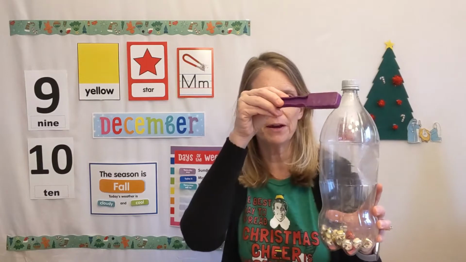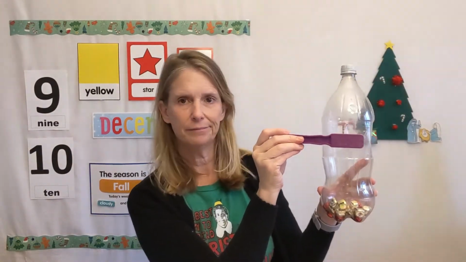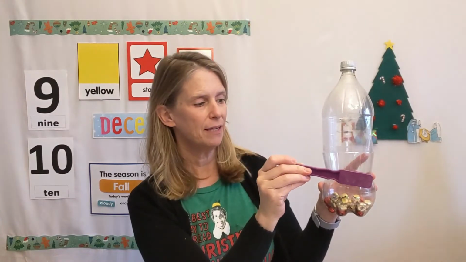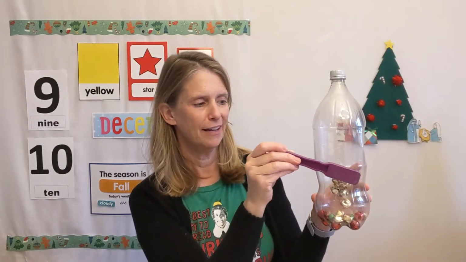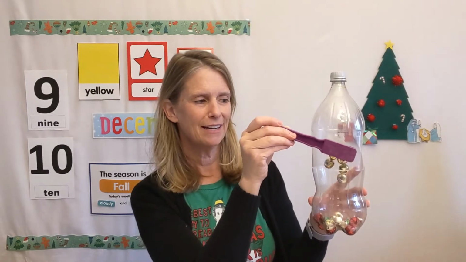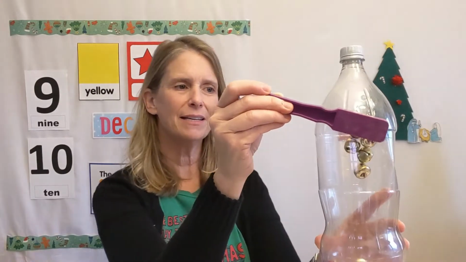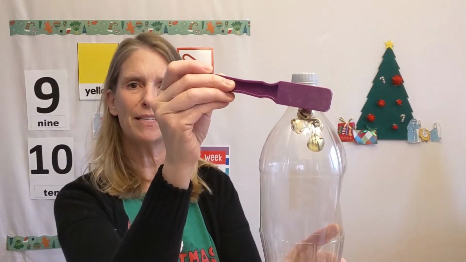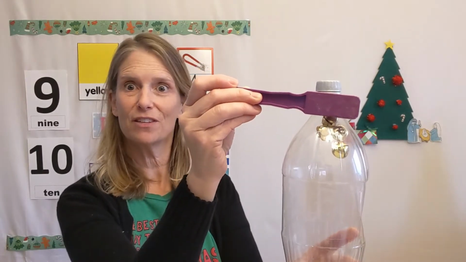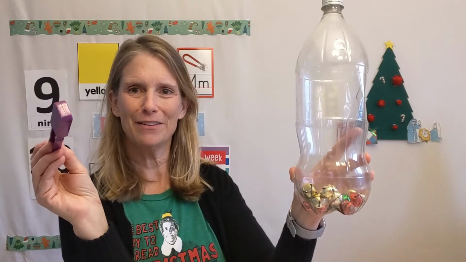Let's see, if I put it up here, nothing happened, did it? If I put it in the middle, nothing happened. If I put it down here, I caught something. Check it out. Look at this. The magnet wand, let me bring it closer to you. The magnet wand is pulling those jingle bells all the way up to the top. I can make them move without ever touching them. Now watch what happens when I let go of my magnet wand. They fall back down to the bottom.